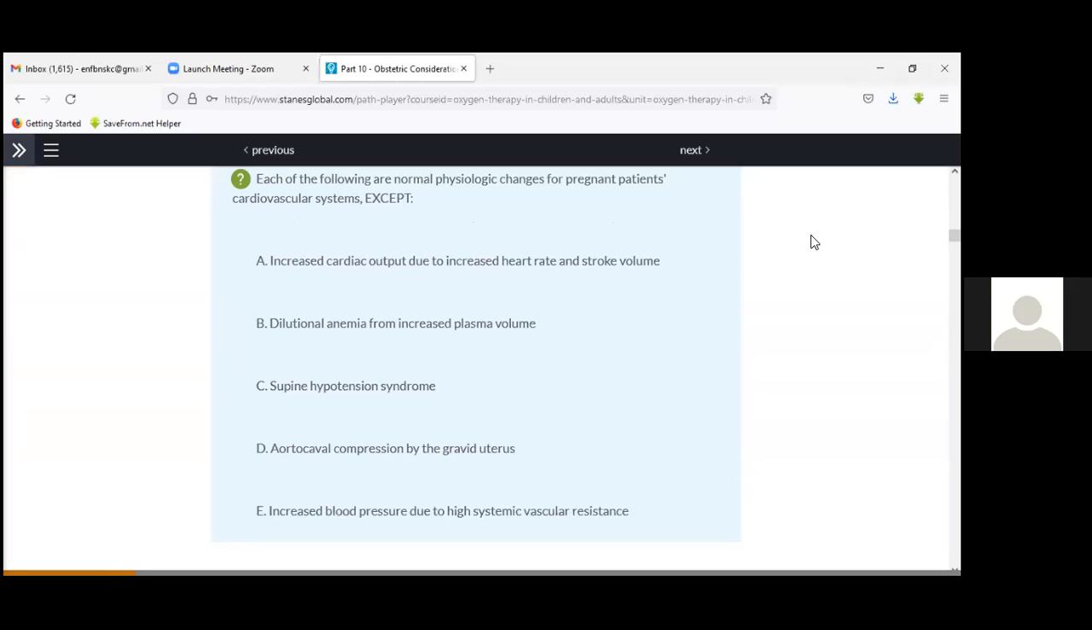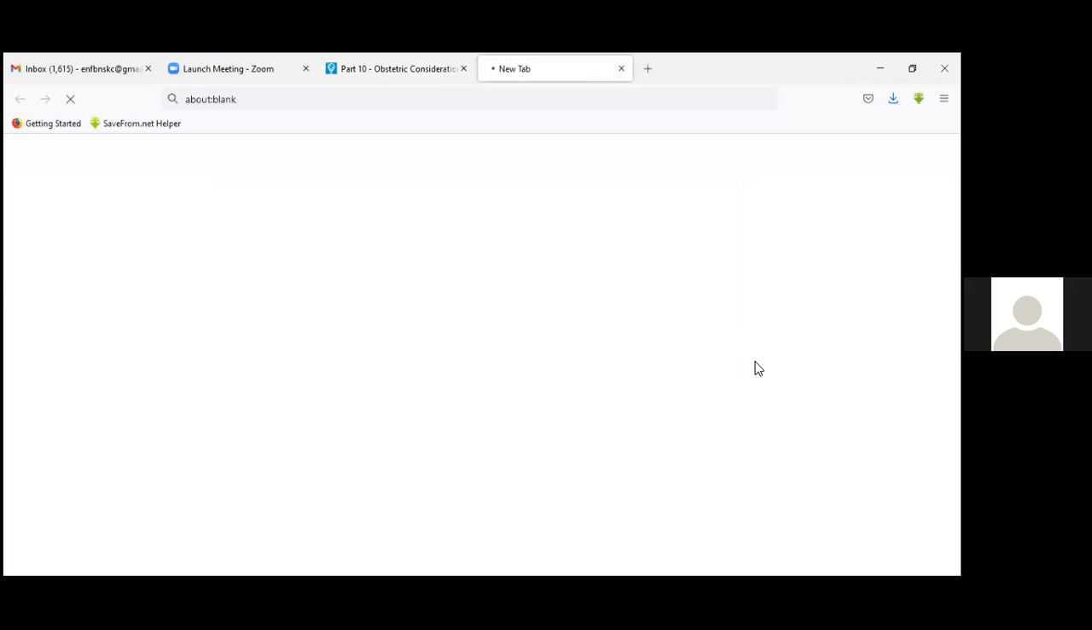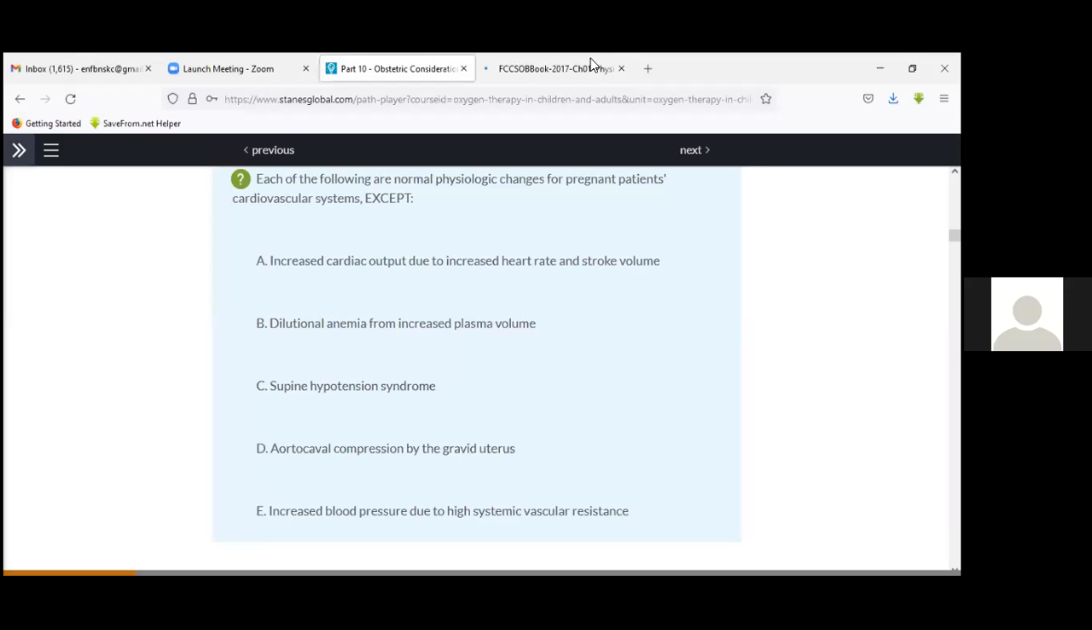So I want to take the first question, which says, each of the following are normal physiological changes for pregnant patients' cardiovascular system, except: A, increased cardiac output due to increased heart rate and stroke volume; B, dilutional anemia from increased plasma volume; C, supine hypotension syndrome; D, autocaval compression by the gravid uterus; and E, increased blood pressure due to high systemic vascular resistance. So we should type the answer in the chat box. Let's make an attempt to type the answer in the chat box.